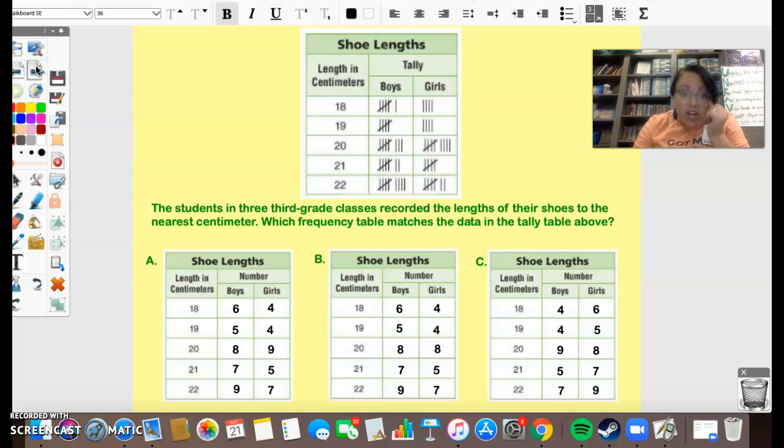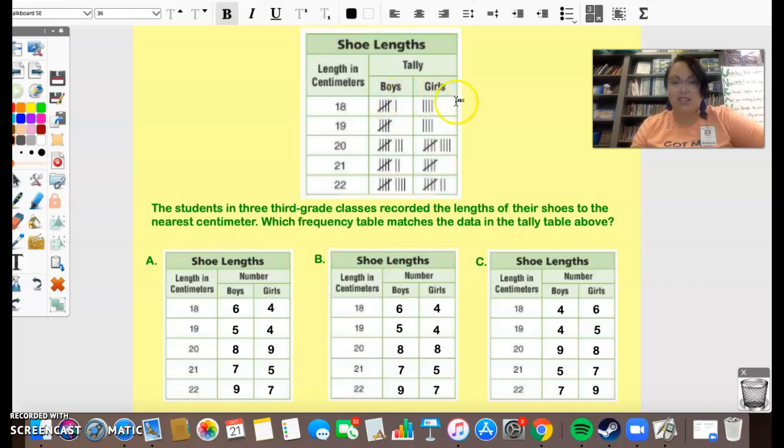Now here they have a question. The students in 3 third-grade classes up here recorded the lengths of their shoes to the nearest centimeter. Which frequency table matches the data in the tally table above? Okay, so this one, all we have to do is match it up. All of the numbers as far as length in centimeters are the same, so we don't have to look at that because they're all equal.